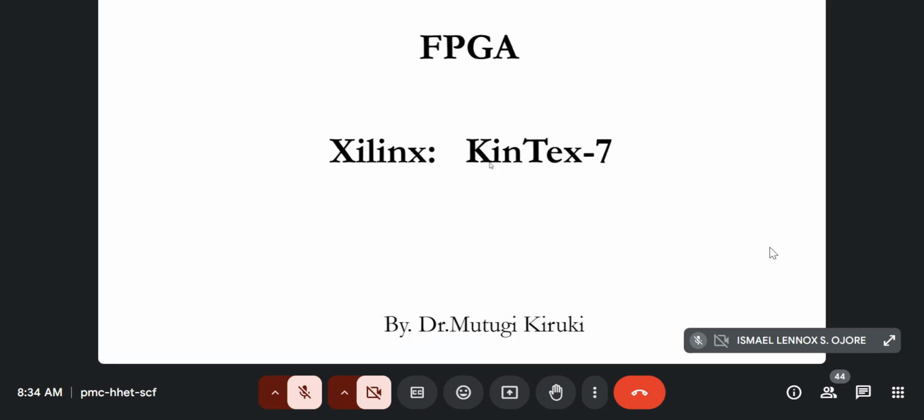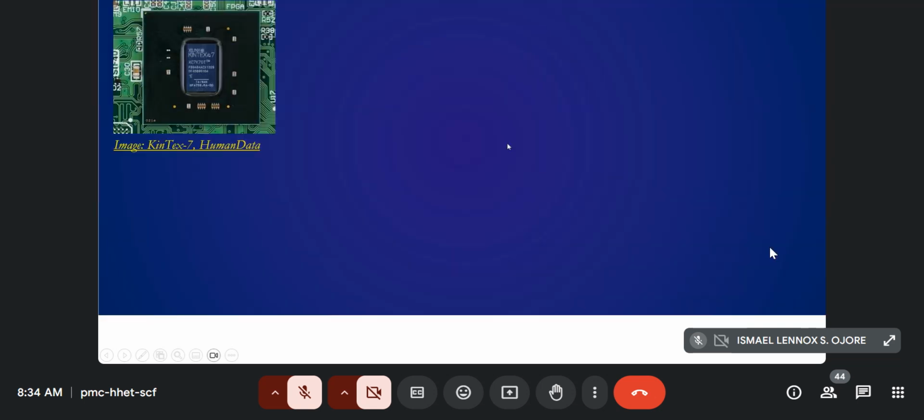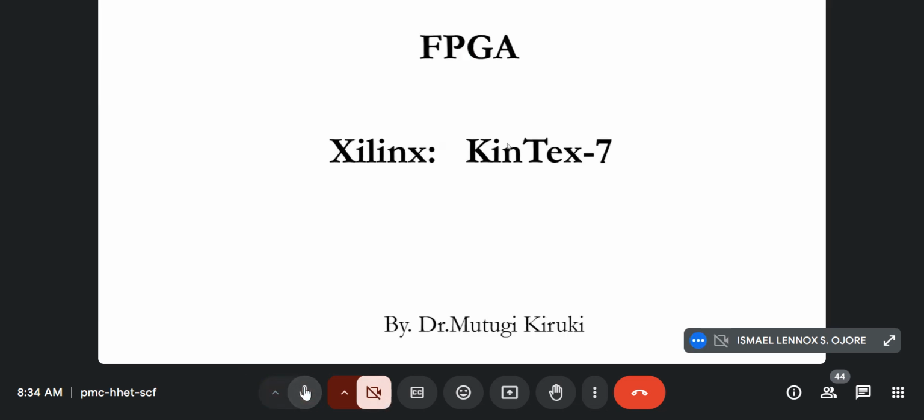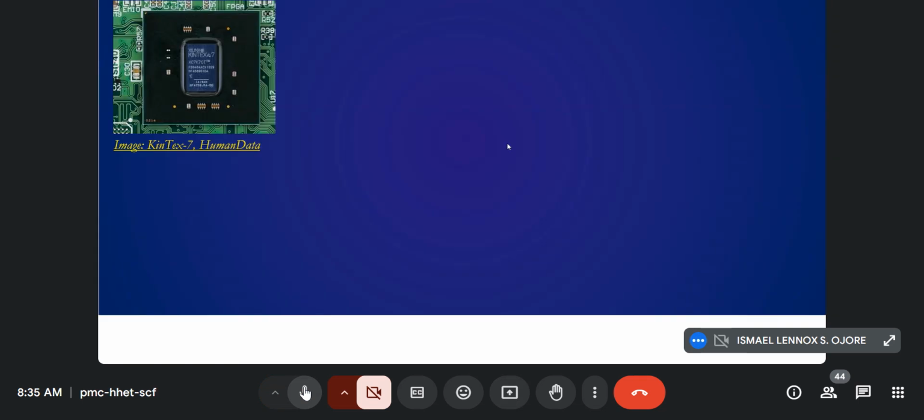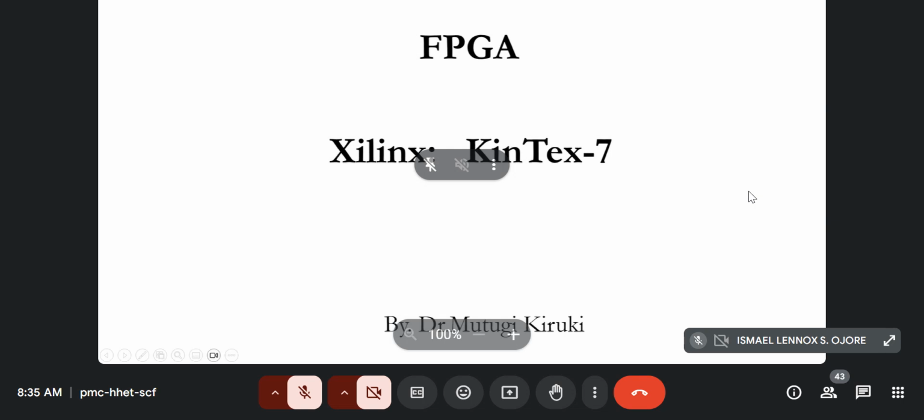Please let me know when my screen is visible, and whether the transitions are working. Can you see that there's the presentation transition? Okay, thanks.